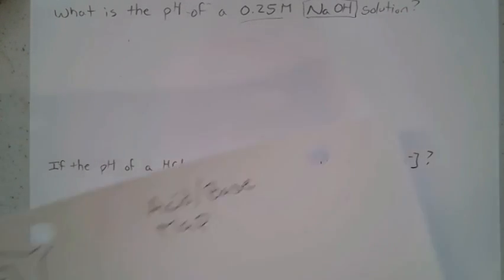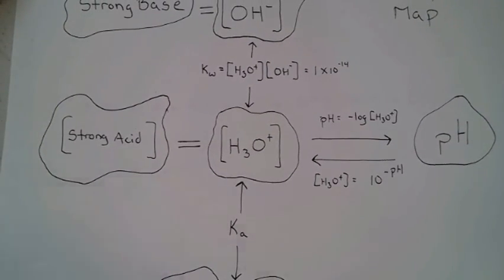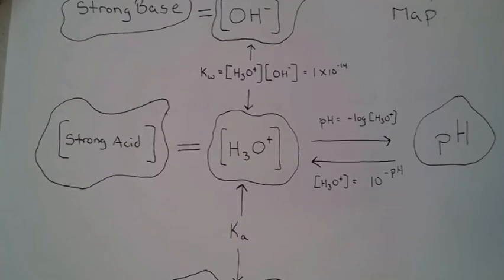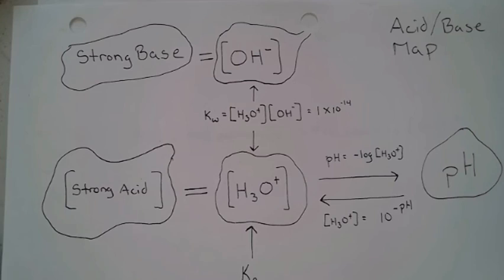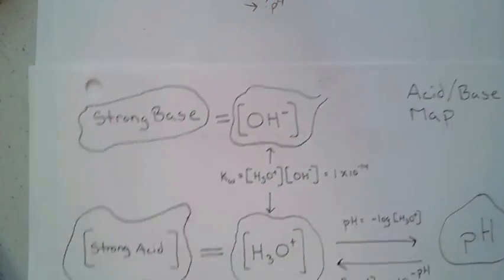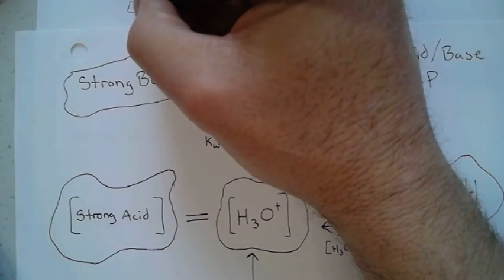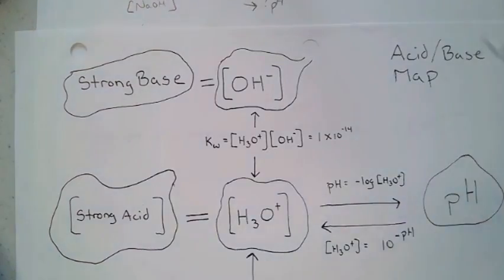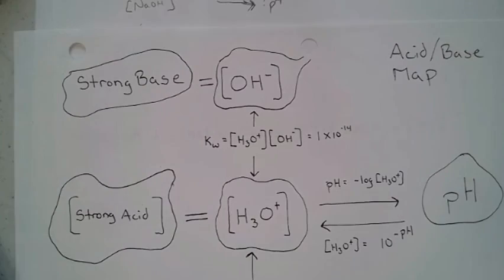Now, there is something that hopefully you have. It's a little tool that I call an acid-base map. Depending on where you're starting, what information they give you, and what the question is asking, you can use this to navigate about. This question is asking, what is the pH? So we're trying to find the pH, and the information they're giving us is the concentration of NaOH. That's our starting point.